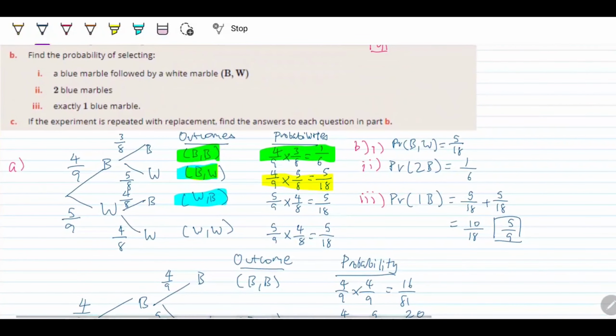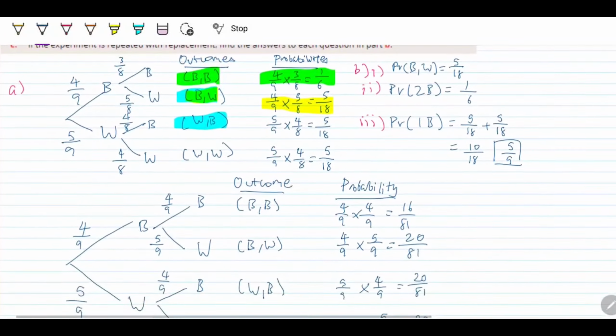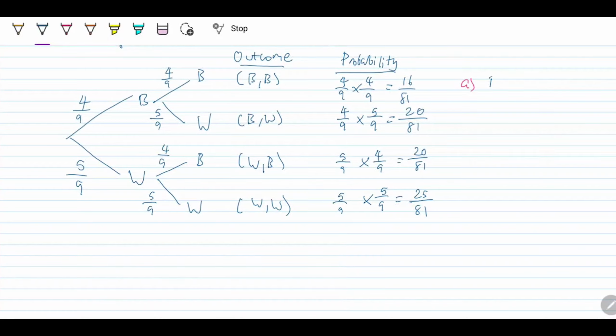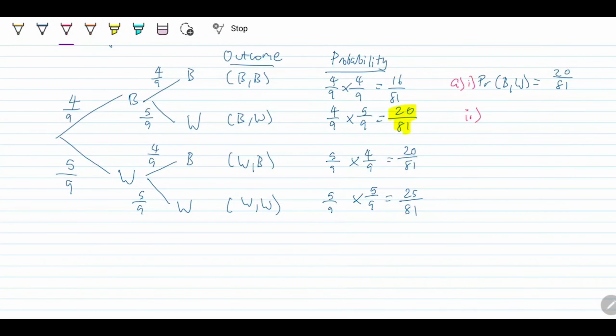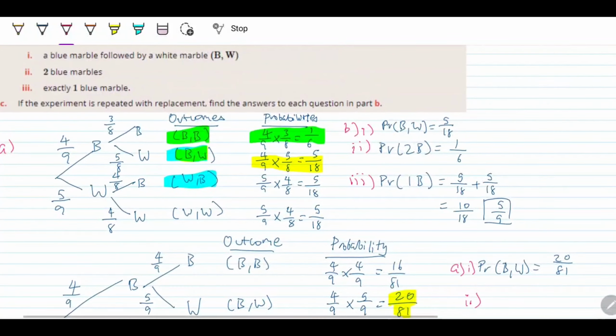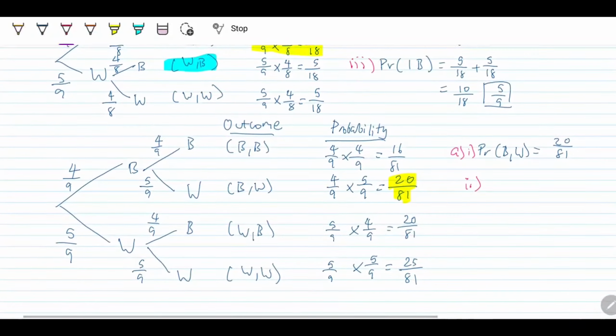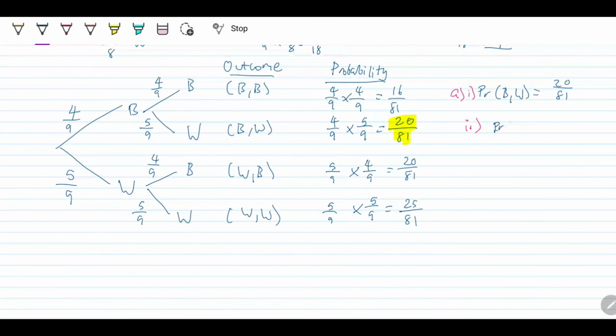So let's look at doing those questions again, but this time with replacement. For part I, this is going to ask us a blue marble followed by a white, so B and W, probability of B then a W. That's just going to be this one here, 20 on 81. In part II, this is going to ask us probability of 2 blue marbles, or blue and blue, 16 on 81, according to the outcome. So that's just 16 on 81.